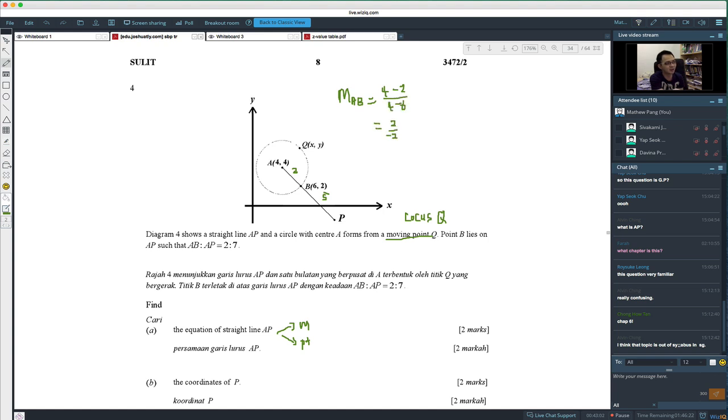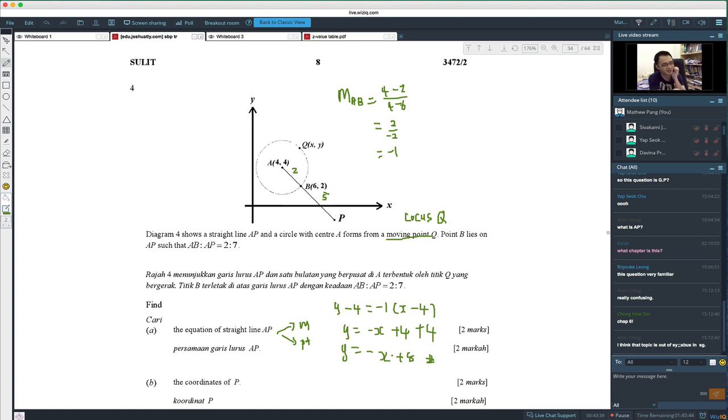So I have the gradient and I have the point. I can form the equation easily by using y minus y1, which is 4, I will use coordinate A, equals gradient m times (x minus x1), which is 4. So y equals negative x plus 4 and plus 4 also. I move the negative 4 to the other side, I get plus 4. So y equals negative x plus 8. Okay, you can easily get 2 marks. This one they just test whether you can form the equation or not.